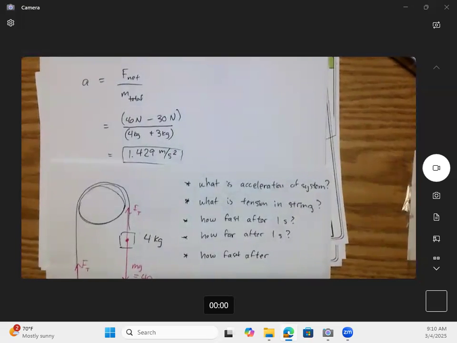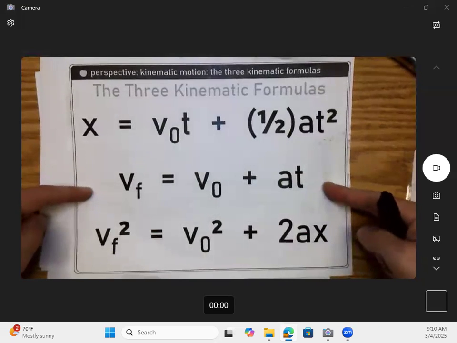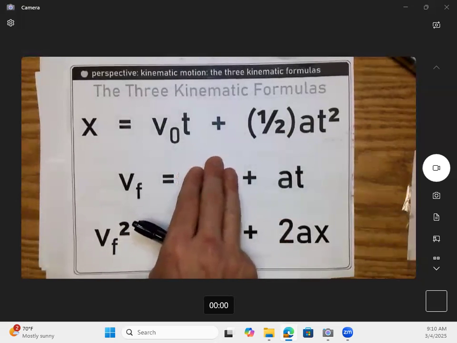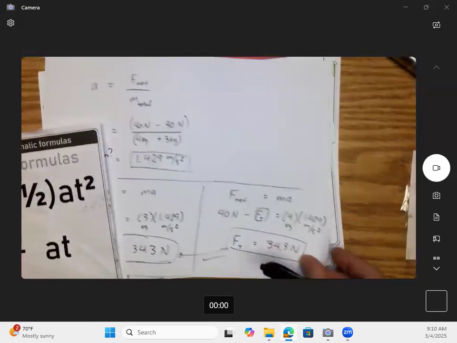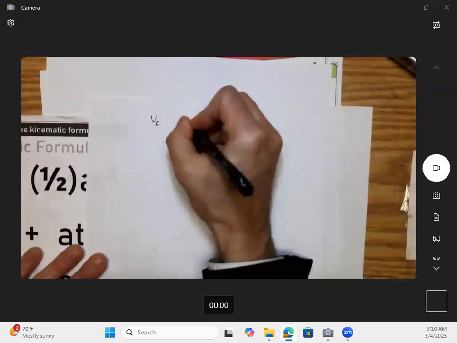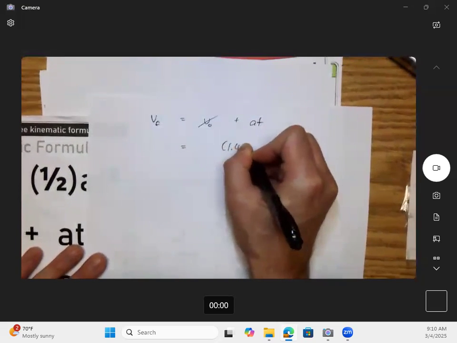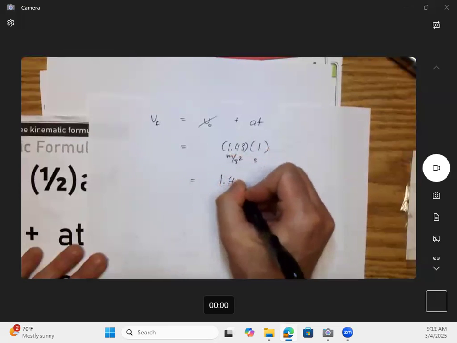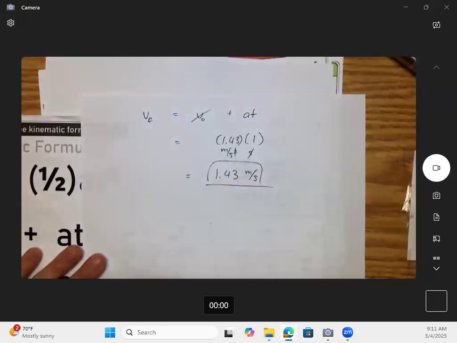What we're trying to answer is really a kinematic question. Guys, which formula do you use to figure out how fast after some time interval? Yeah, it's this one right here. And if it starts from rest, well, I didn't explicitly say that, but that's a reasonable assumption. It starts from rest, which is AT. Here, V final equals V initial, which is 0, plus AT. We got 1.43 meters per second squared. We got 1 second. Yeah, it's going to result in 1.43 meters per second. Is that how fast after 1 second?